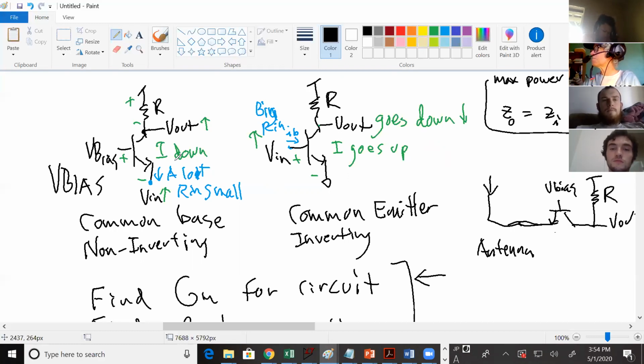And on the last homework, you should have found a gain pretty close for the common base and the common emitter. But what's the big difference between the two? Or two big differences? One's negative and one's positive. One's inverting, one's not inverting. And then Rn is really low for common base and really high for common emitter. Yes, so it's the difference in the Rns and whether it's inverting or not inverting.